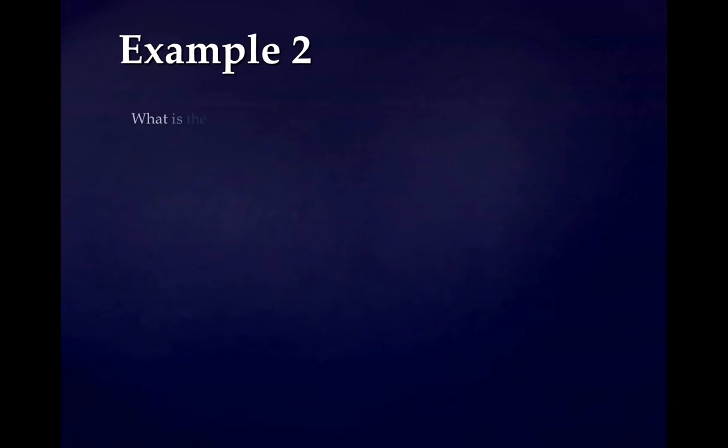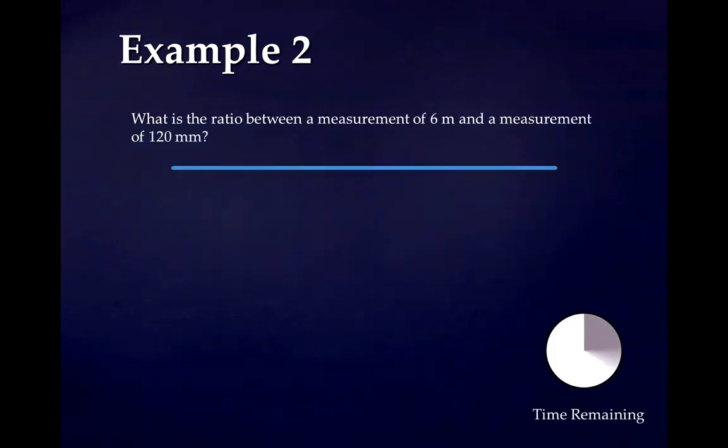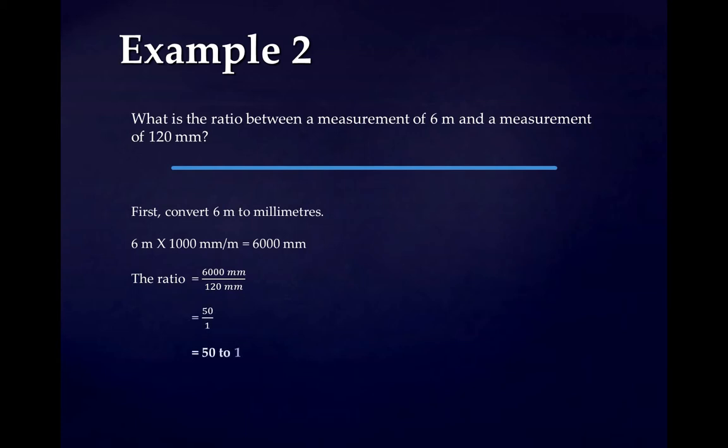Example 2. What is the ratio between a measurement of 6 meters and a measurement of 120 millimeters? First, convert 6 meters to millimeters. 6 meters times 1,000 millimeters per meter is 6,000 millimeters. So the ratio is 6,000 millimeters over 120 millimeters, or 50 over 1. So the ratio is 50 to 1.